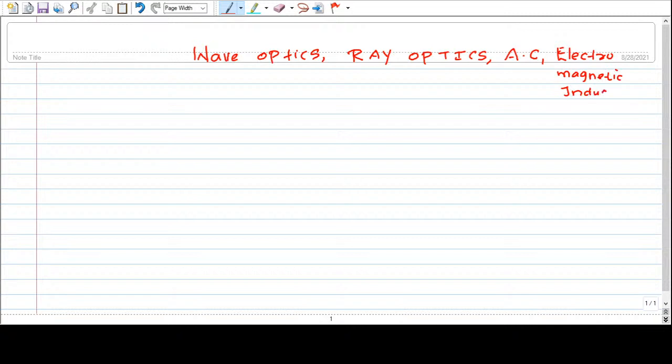Electromagnetic induction. So today we are going to do a lot of shortcuts, which you have to note down. So it may be a 1.5 hours class. However, let us go first with the formulas.